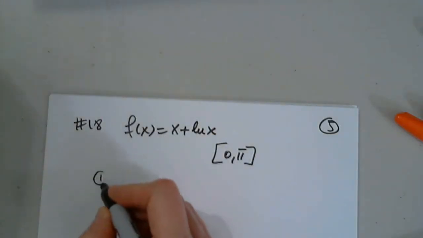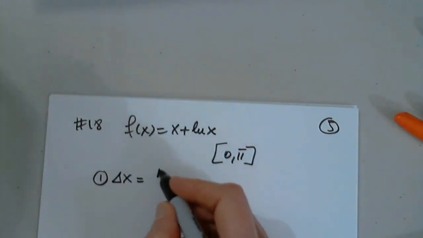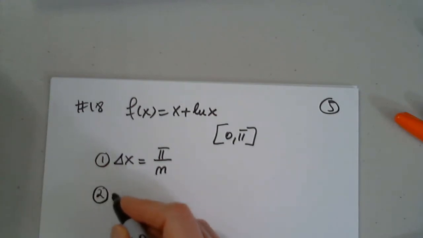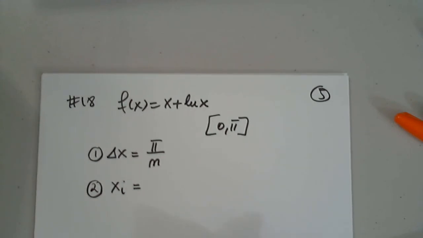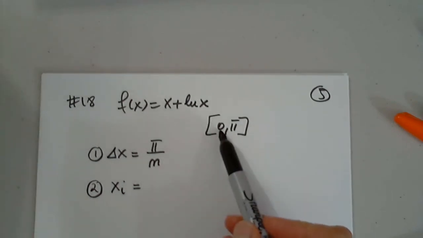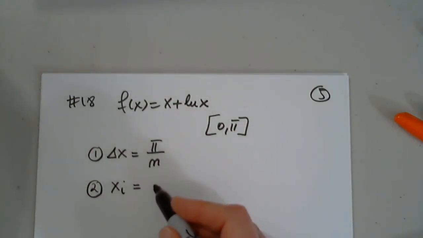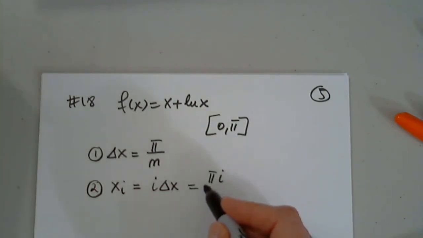So obviously our preps, delta x, pi minus 0 over n. So this is pi over n. Second prep is the xi. Can anyone tell us what xi equals to? Anyone? 0. I don't have to write it. Plus i delta x. So this is pi i over n.